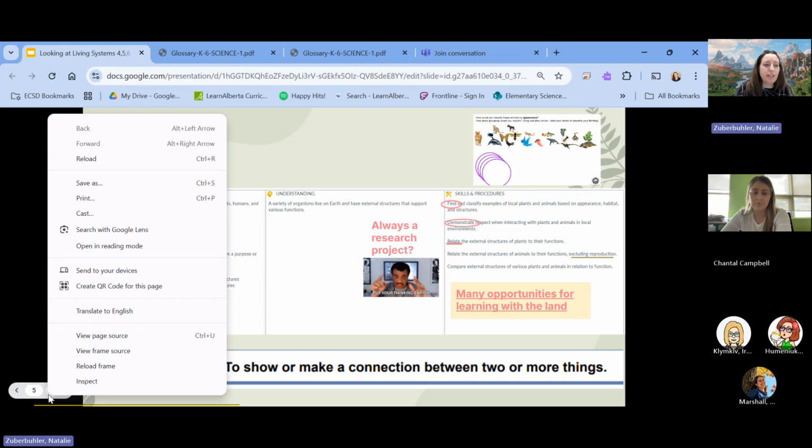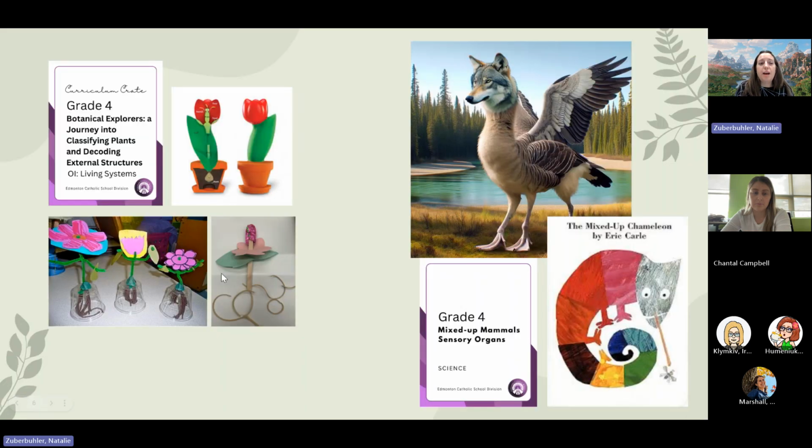Next, we have the second band of cusps. Oh, here are some amazing curriculum crates to go with them for grade 4. We have Botanical Explorers, a journey into classifying plants and decoding external structures, where they're going to be physically building those pieces of the plants. You also have that wonderful model in your ECSD science bins. Too, you're going to see, using Eric Carle's Mixed-Up Chameleon, those external structures.